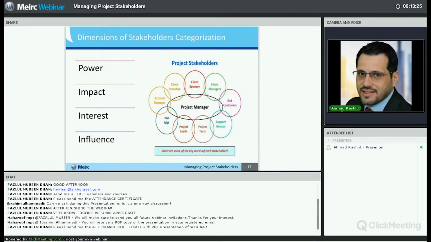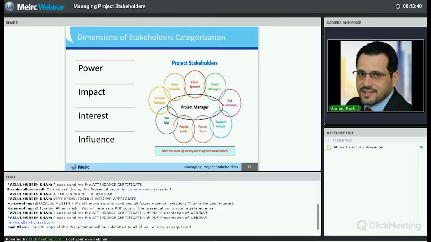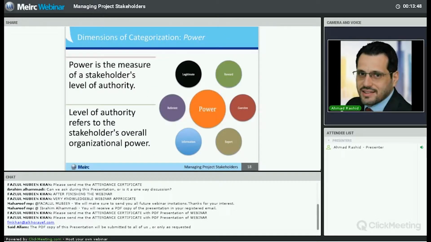So moving forward, I want to concentrate on the dimensions of stakeholder categorization. You definitely need to categorize your stakeholders because you need to deal with them based on their importance. Remember that all stakeholders are equal, but some are more equal than others. So the dimensions that we usually use to categorize our stakeholders are 4: power level, impact, interest, and influence. I'll give you a brief about each one of them, and then I'll introduce the stakeholder matrix.